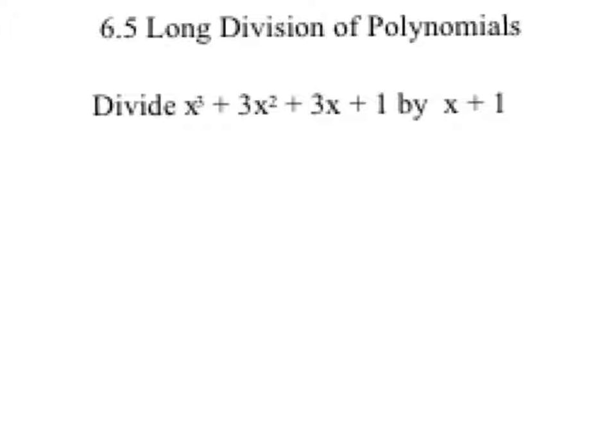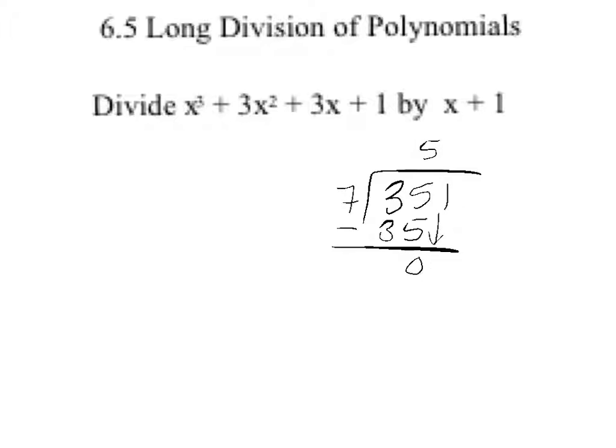Do you remember back in 5th grade when you learned how to take 351 divided by 7? You had to go through all that work of saying, well, 7 doesn't go into 3, but 7 goes into 35 5 times. 5 times 7 is 35. You subtract, you get 0, you bring down the 1. 7 goes into 1 0 times. Now you have a remainder of 1. So we can do that with polynomials also.